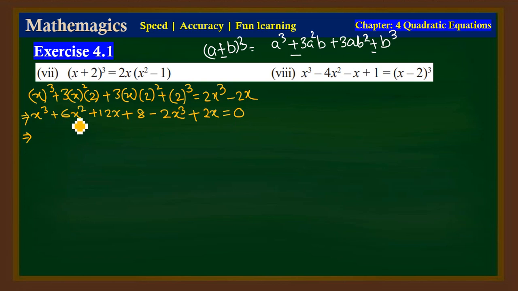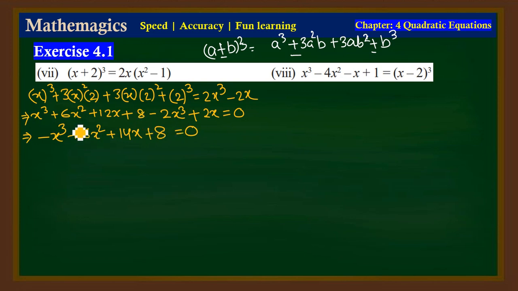Implies that here x cube and minus 2x cube, the answer becomes minus x cube. 6x square is alone, there are no such terms like it, so we are going to write 6x square. Then now the x term, this is 12x and this is 2x, the total is equal to 14x. Now the number, only one number is there, that is plus 8, is equal to 0.